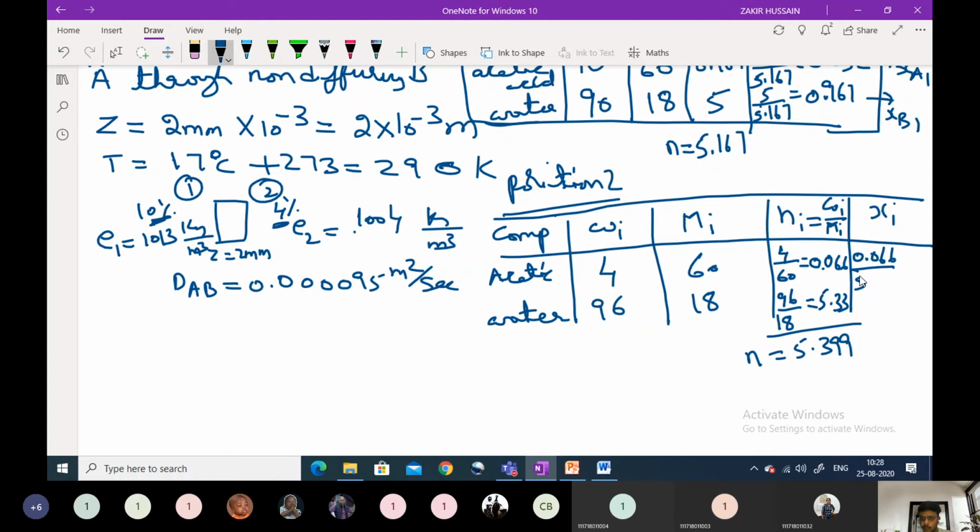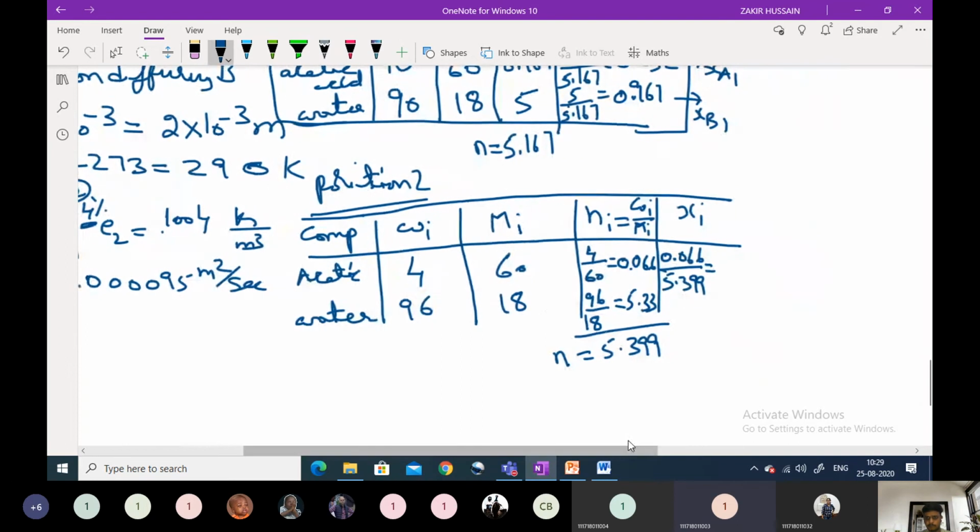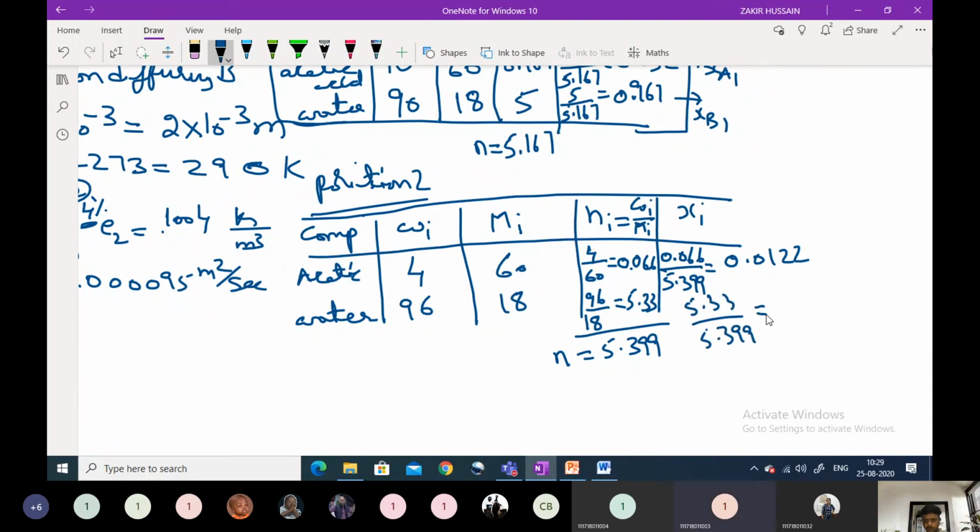Then xi is equal to 0.066 by 5.399, which is equal to 0.0122. And then for water at position 2, it is 0.9877. Okay, these are the values.